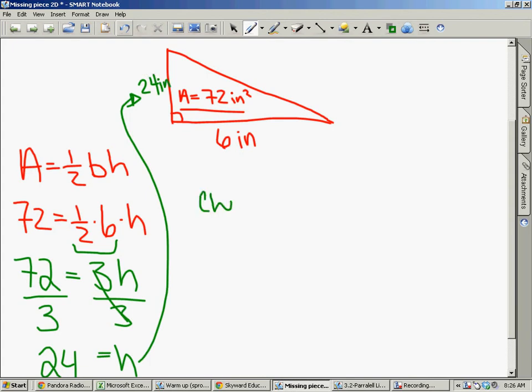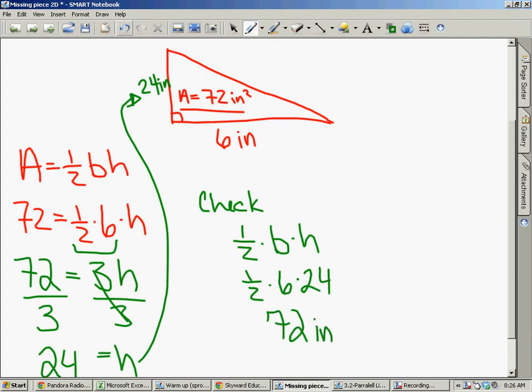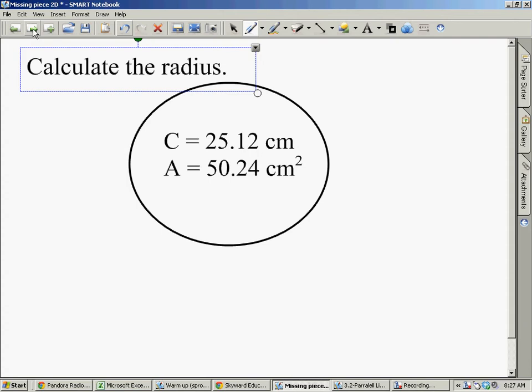If you'd like to check it, you're more than welcome to do that, knowing that it should be 1/2 base times height, giving you 1/2 times 6 times 24. Multiply all those to get 72 inches squared, which checks out. That's the area we wanted. Okay, so we're just using those formulas. Step 1 is to decide what is the formula. Step 2 is to write in that information you know about the formula. And step 3 is to use your algebra to solve for the part you're missing. So let's look at another one.